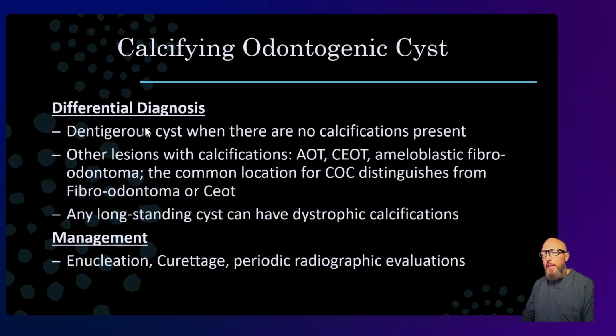All right, differential diagnosis. Obviously, if it's involved with an impacted tooth crown, think of dentigerous cyst, especially if there's no calcifications. Other lesions that cause calcifications we're going to cover in the rest of this. Specifically like that last one, in the posterior, think ameloblastic fibro-odontoma. So we'll get to all of these coming up. But the common location for COC is what really distinguishes it from some of these other things. Management is going to be pretty typical of a cyst. Enucleation, meaning kind of conservative surgical removal of the lesion.